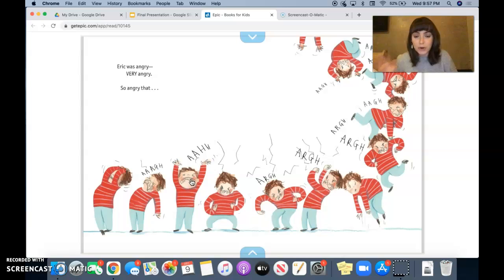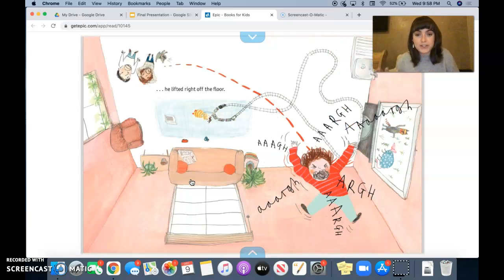As we continue, we're looking at this picture here, we're focusing on facial expressions, so he really does not look happy. And I ask students, what does it look like is happening right here? And he's being lifted off the ground. We're not really sure why. It says he's so angry that... So that allows us to make a prediction right there. He's so angry that what? So he's so angry that he lifted right off the floor. Again, we're focusing on emotions. He looks still very angry.